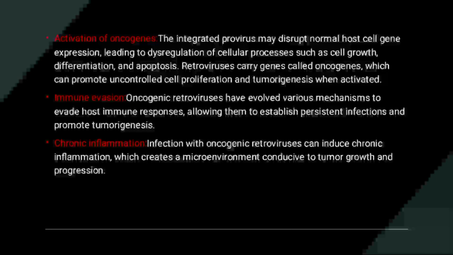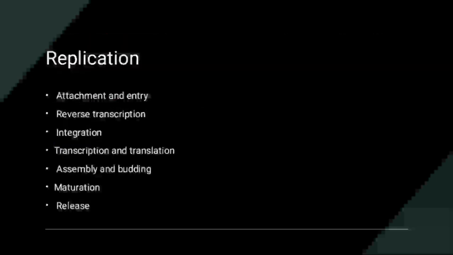Chronic inflammation is the failure to eliminate the agent causing an acute inflammation, such as infectious organisms including oncogenic viruses. Infection with oncogenic retroviruses can induce chronic inflammation, which creates a microenvironment conducive to tumor growth and progression.